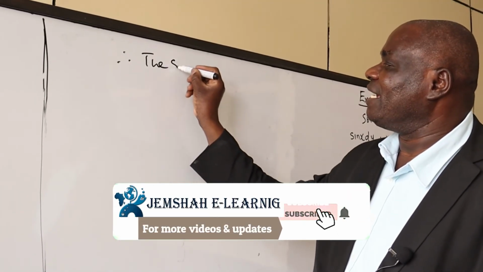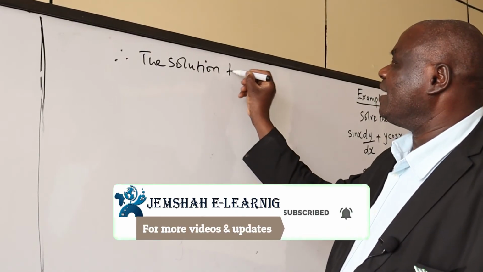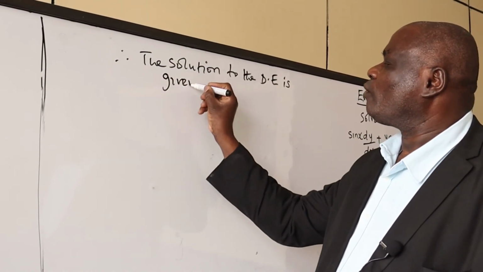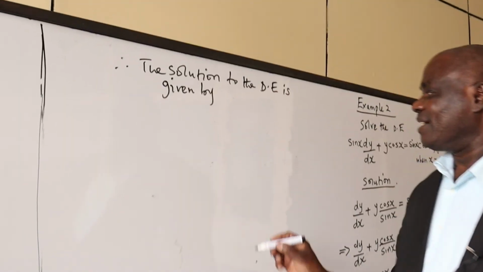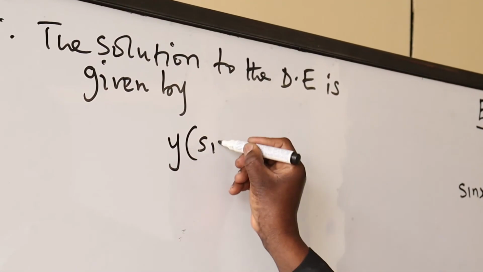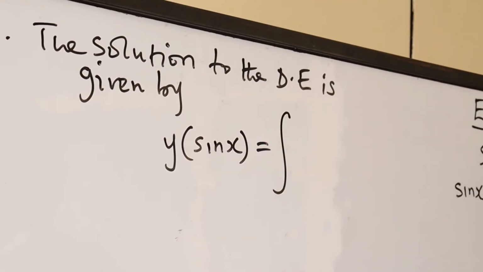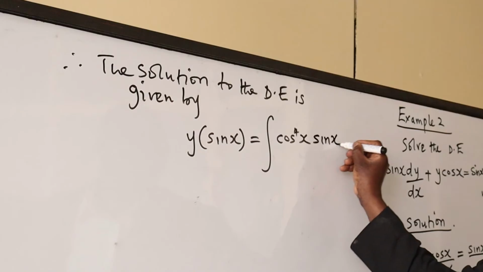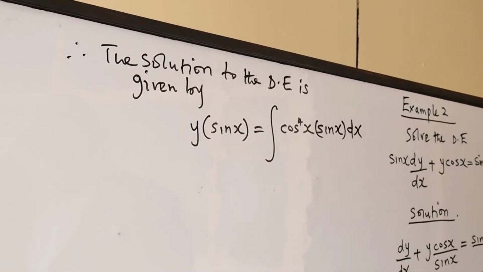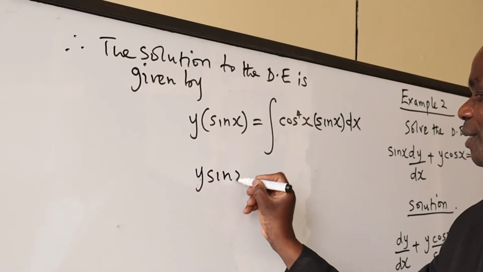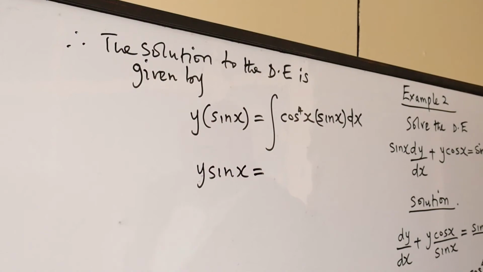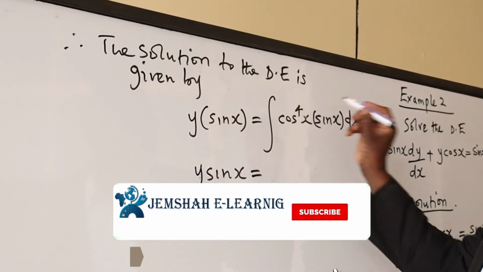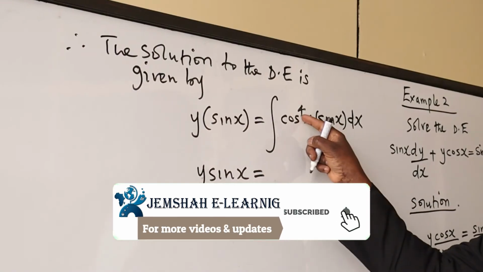Therefore, the solution to the differential equation is given by y multiplying the integrating factor, which is sin x, is equal to the integral of Q, which is cos to power 4 x, now multiplying the integrating factor, which is sin x, dx. So y multiplying sin x will be equal to the integral of cos to power 4 x sin x dx.